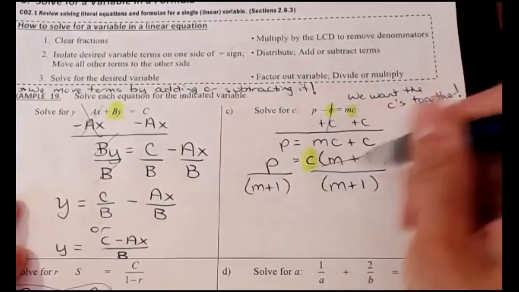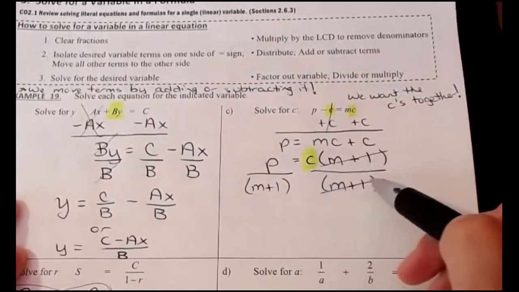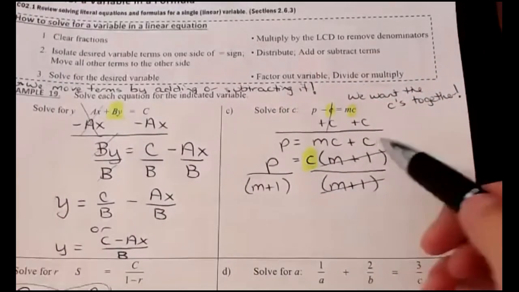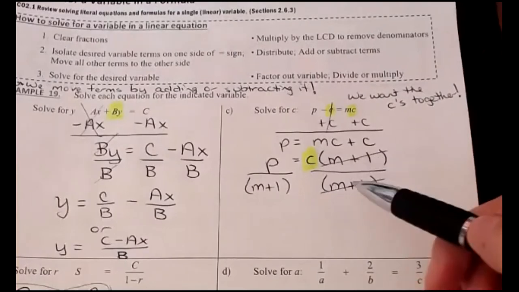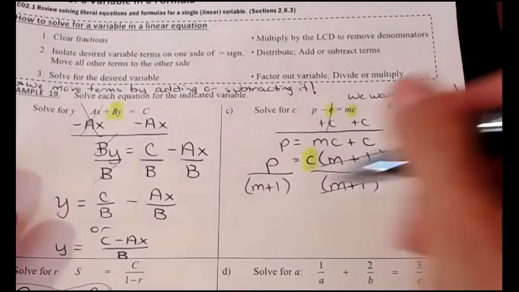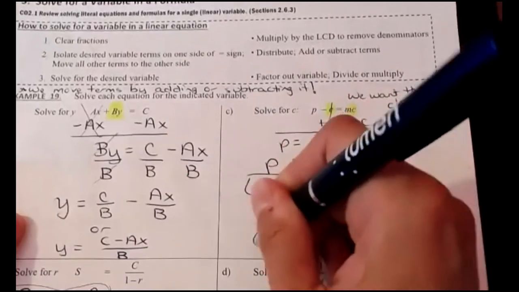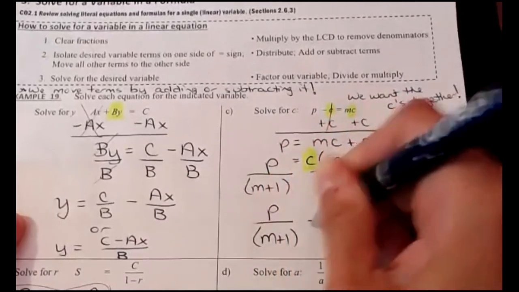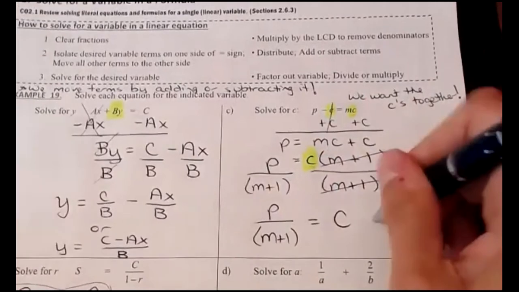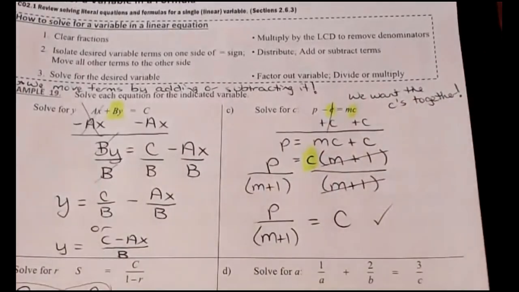Notice the M plus 1s completely cancel because they're identical. It's C times this quantity. So we're allowed to divide by that quantity. What you do to one side, you do to the other. And voila, our final answer is C is equal to P over M plus 1.